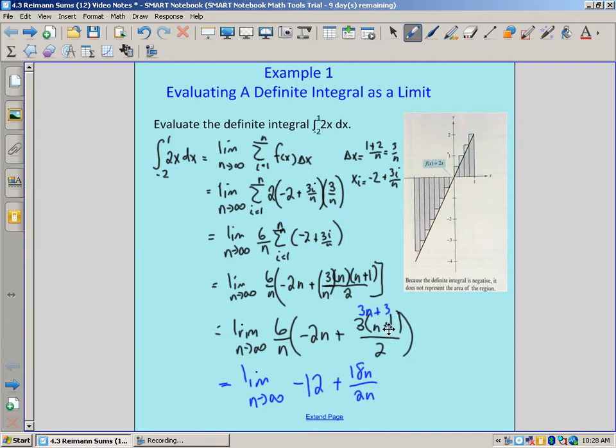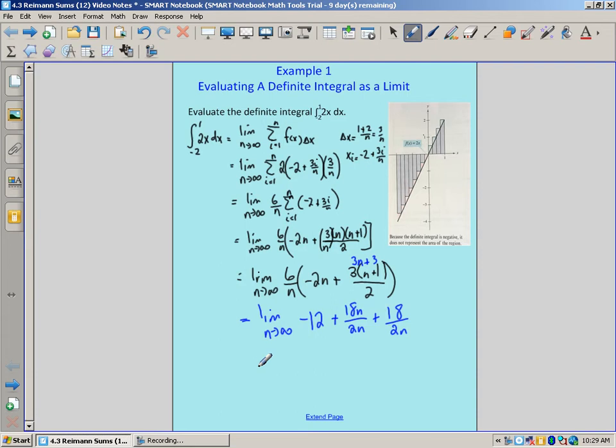And then this guy would turn into another one. Let's see, I'm going to get plus 18 over 2n. So before I take my limit, I could simplify that a little bit. And sorry if it's a little bit strange. This is negative 12 plus 9. And then here I've got 9 over n.